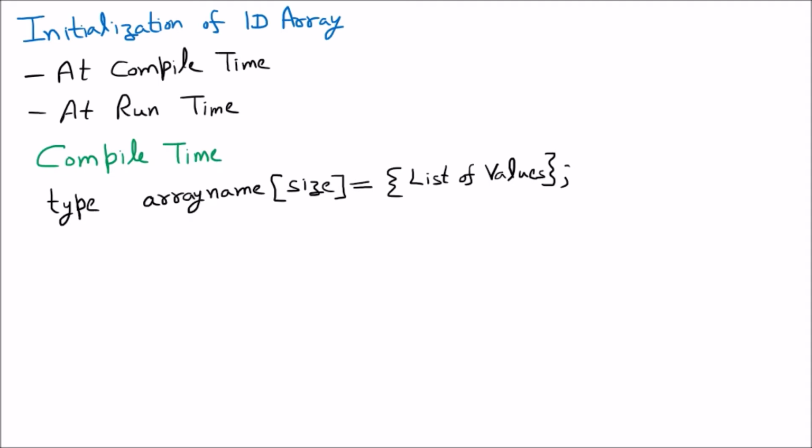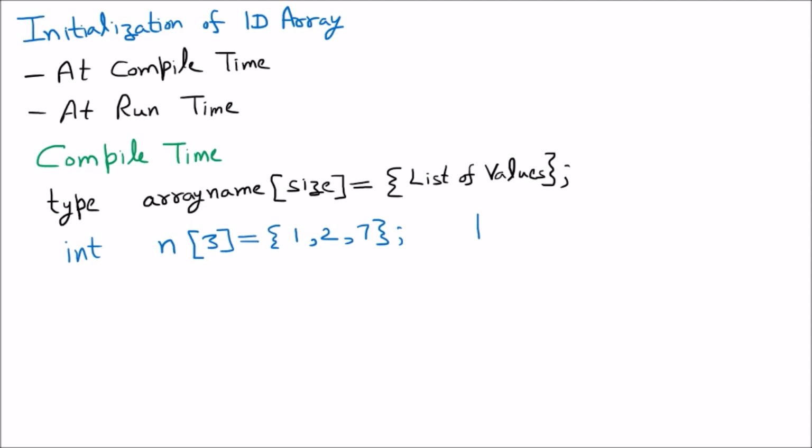So I'm taking one example to make you understand. Let us suppose that the type I am giving is integer, so it is going to take integer values. Array name, let us suppose I am taking the array as n. Size, I am giving the size as 3. Equal to list of integer values. So if I say 1, 2, 7, it is going to initialize the 3 values at compile time.